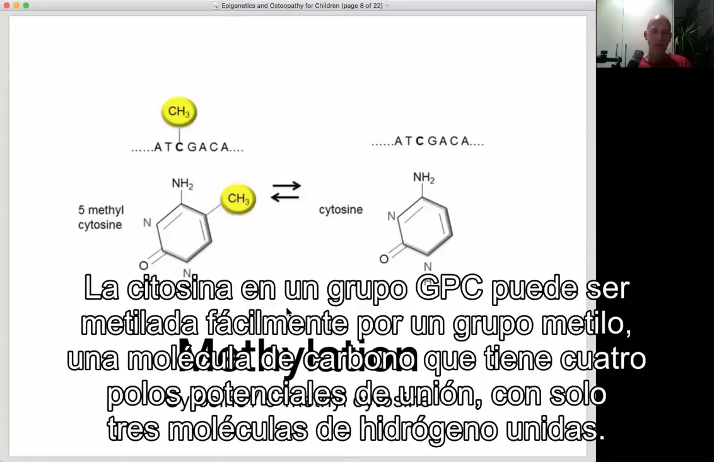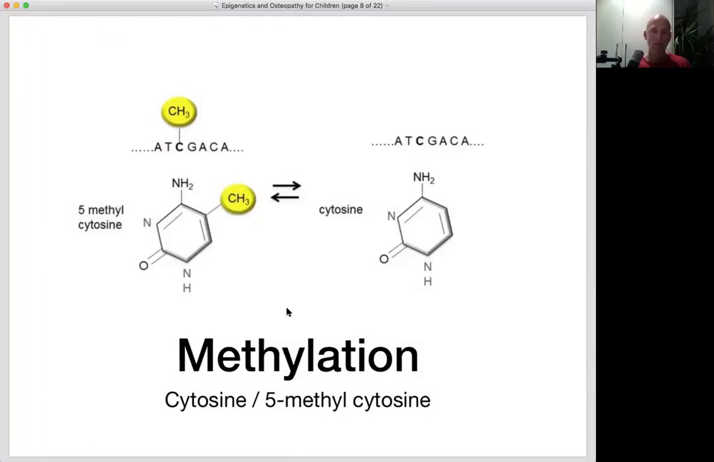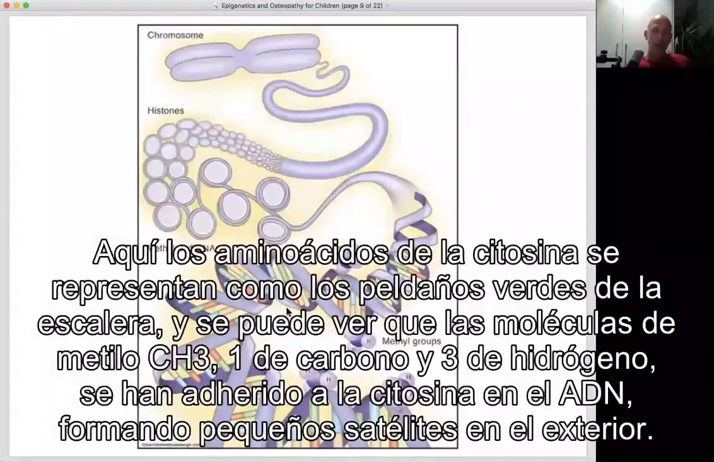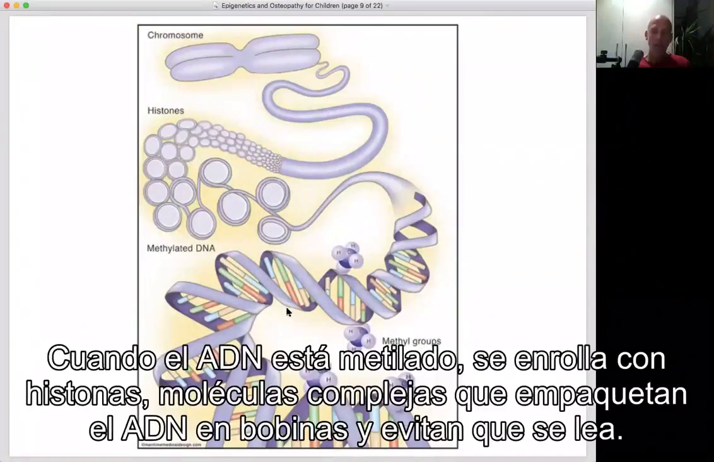The cytosine in a CpG group can be easily methylated by a methyl group, a molecule of carbon which has 4 potential points of attachment with only 3 hydrogen molecules attached. A methyl group is abbreviated as CH3. Here the cytosine amino acids are represented as the green rungs of the ladder. You can see the CH3 methyl molecules, 1 carbon and 3 hydrogen, have attached to the cytosine on the DNA, forming little satellites on the outside. When DNA is methylated, it gets coiled up by histones, complex molecules which pack up the DNA into coils and prevent it from being read.